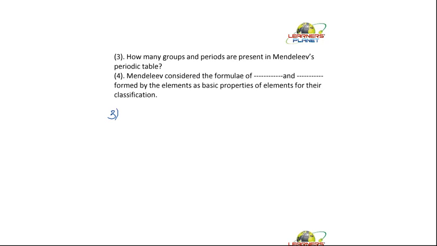There were 8 groups and how many periods? 7. Right? So from group 1 to 7 there were normal elements, and in the 8th group there were transition elements. And at that time the noble gases were not discovered, so they had no place in the periodic table.